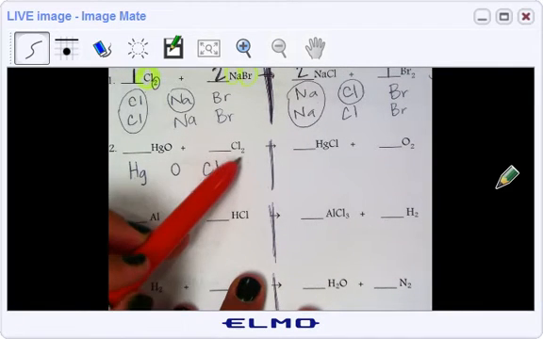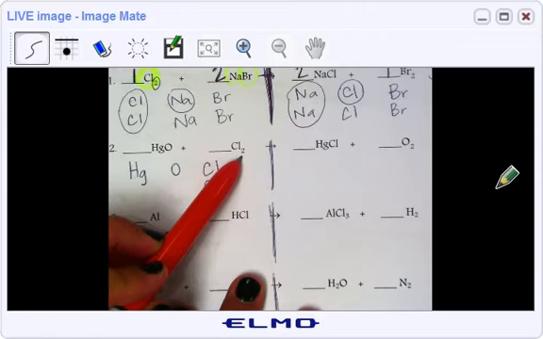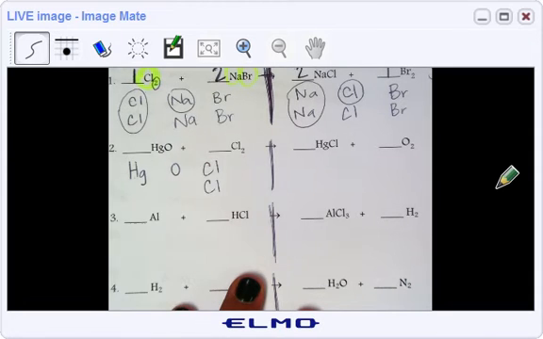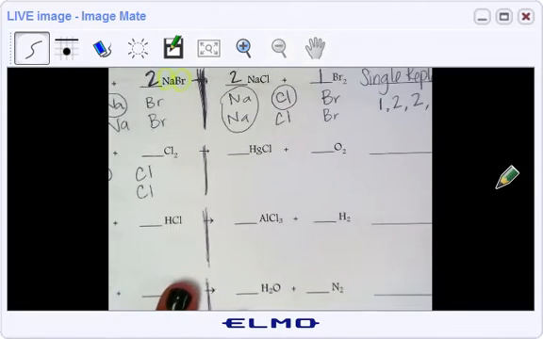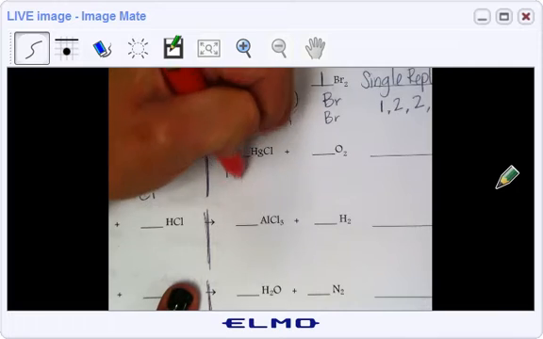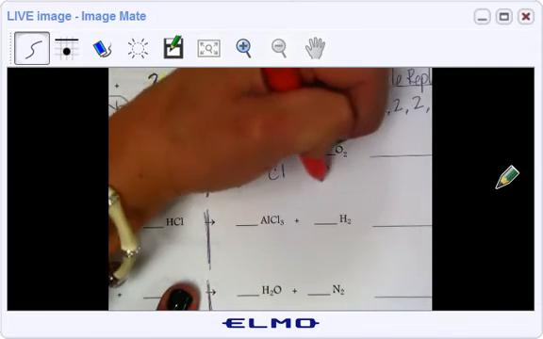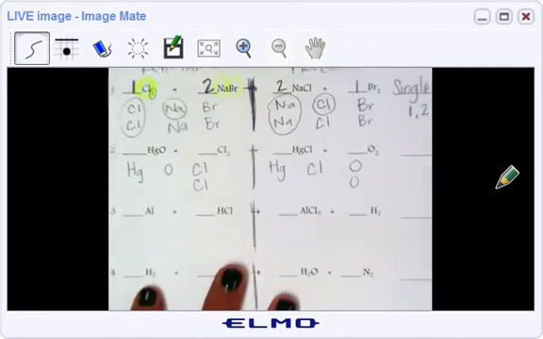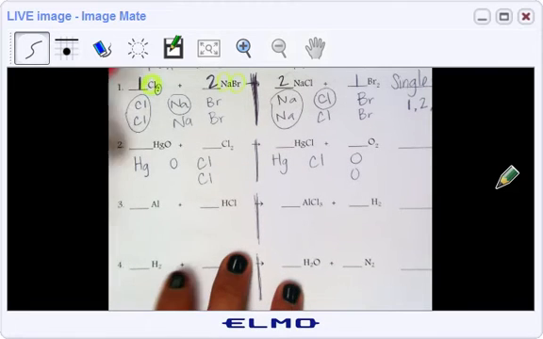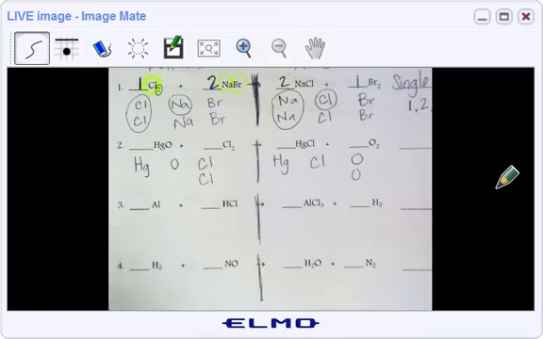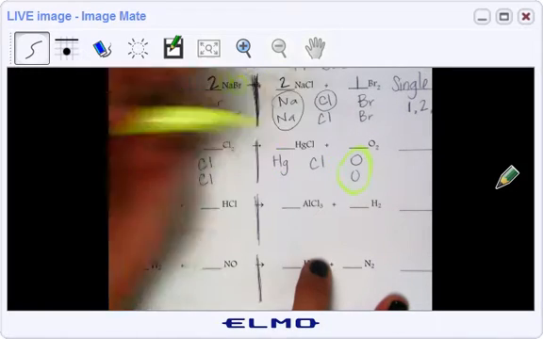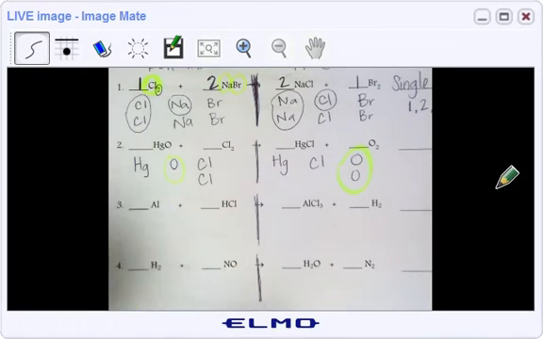Right, because there's a subscript and it's 2. So that 2 applies to the chlorine atom only. Let's look at the product side. 1 Hg, 1 Cl, 2 oxygens. And now we're going to compare both sides. Are we even? Okay. No, over here there's 2 oxygens. There's only 1 over here.